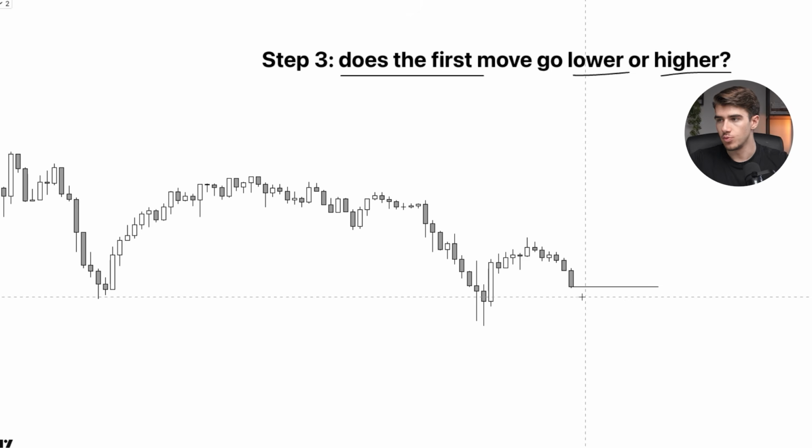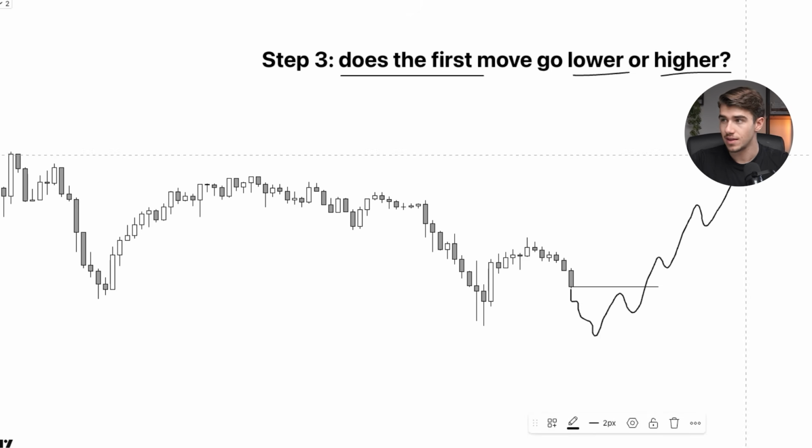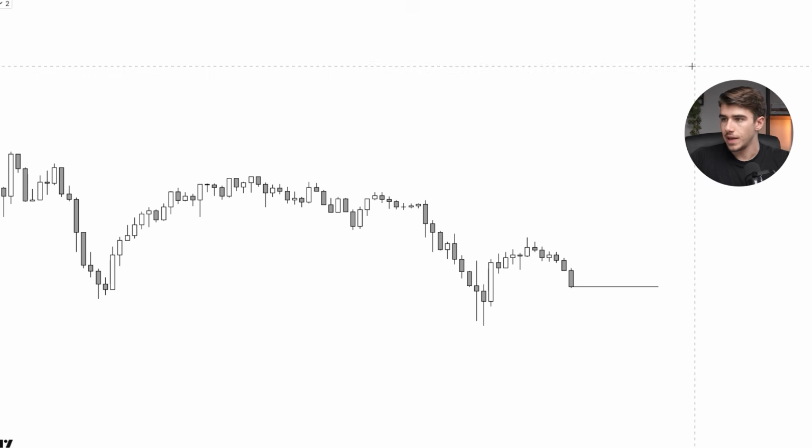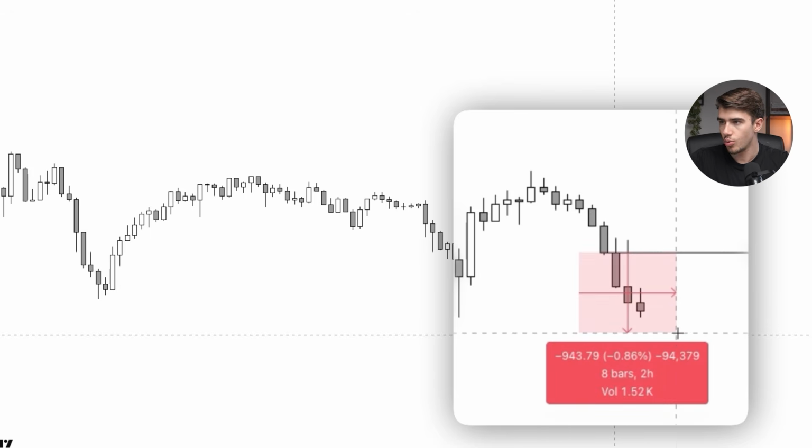And so if the first move of that daily candle is to the downside, well then I'm gonna expect the rest of the day to be bullish. So let's play it out a little bit more and see whether the move goes lower or higher. And as we can see, the market is slowly starting to go lower and lower.